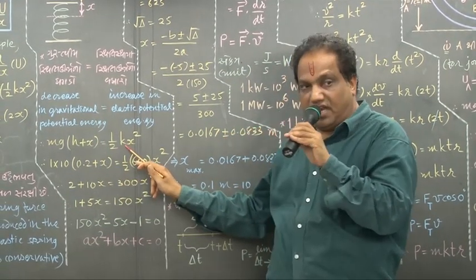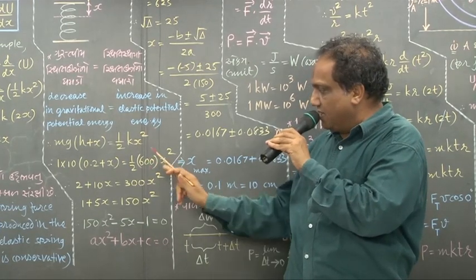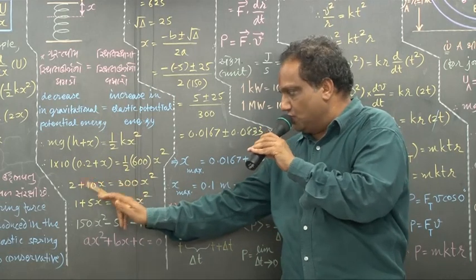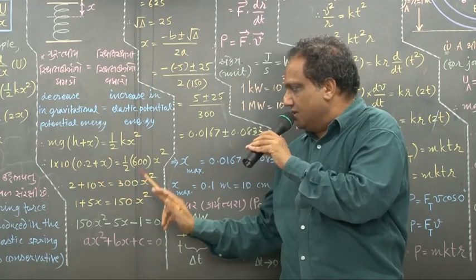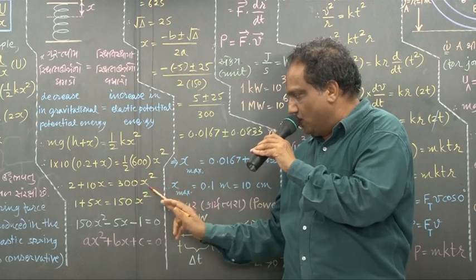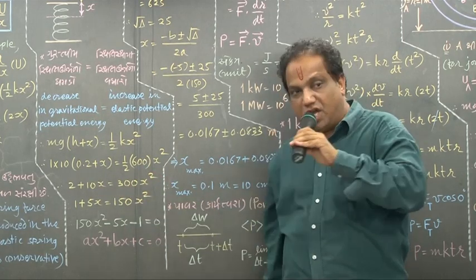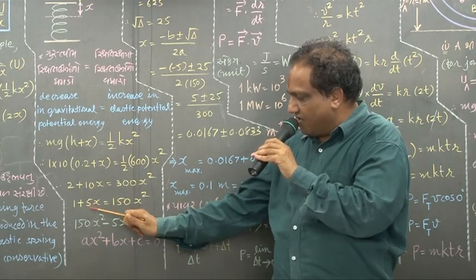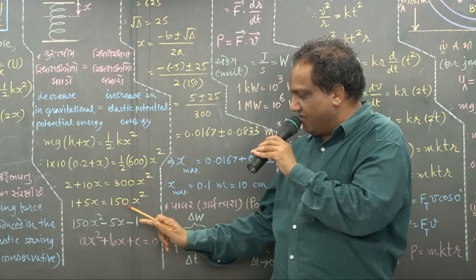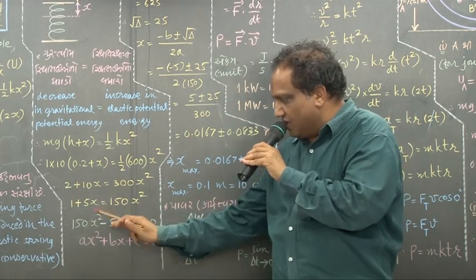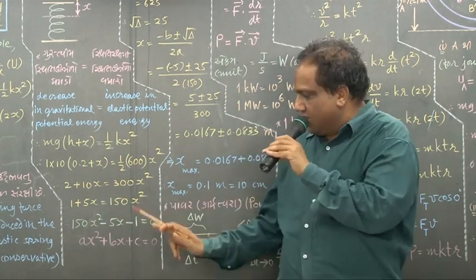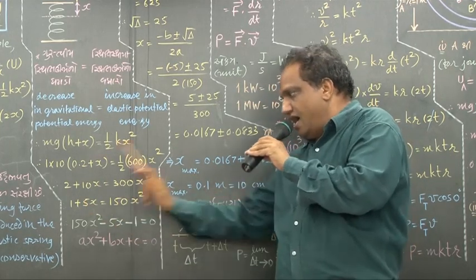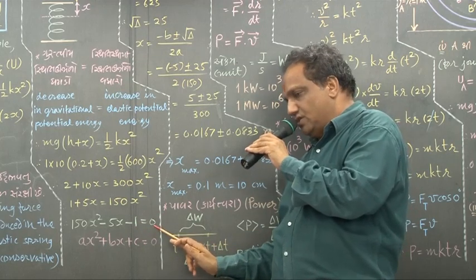What is the force constant of the elastic spring? You are given 600 Newton per meter, times x square. Simplify. 10 into 0.2 is 2. 10 into x, 10x. 600 upon 2, 300 into x square. Divide each term by 2: here it is 1, then 5x, then 150 x square. Transfer both the terms towards the right hand side: 150 x square minus 5x minus 1 equals 0.